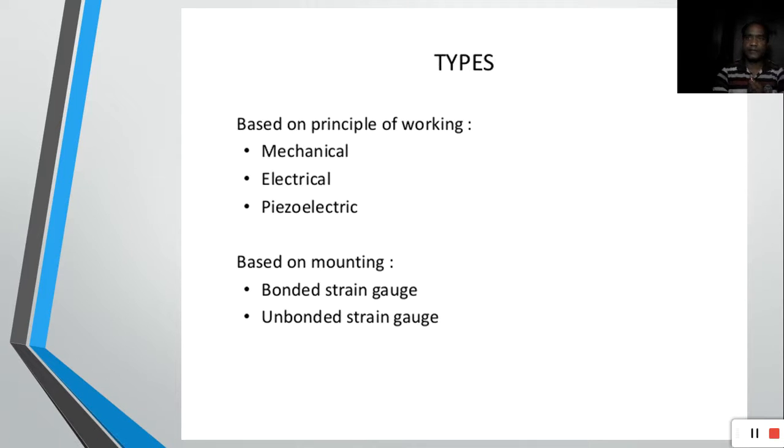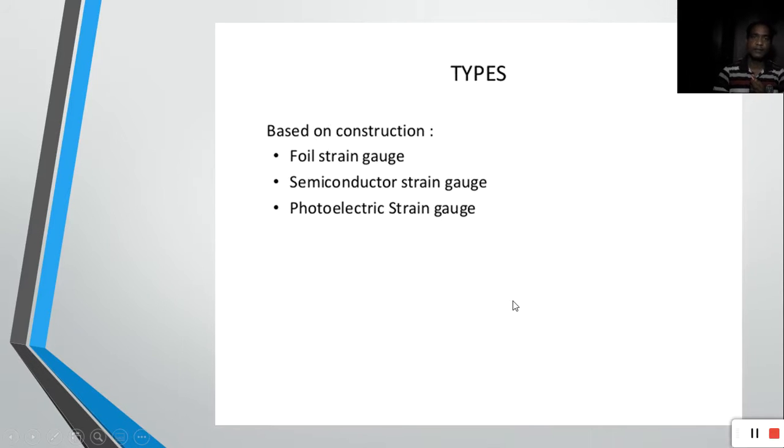Now we discuss its types. Based on the principle of working, there are three types: mechanical, electrical, and piezoelectric. Based on mounting, bonded strain gauge and unbonded strain gauge. On the basis of construction, foil strain gauge, semiconductor strain gauge, and photoelectric strain gauge.